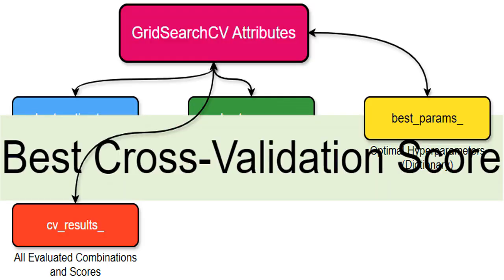This attribute tells you how well the winning model performed. It shows you the highest cross-validation score, like accuracy, that was achieved by the best model. It's the numerical representation of the champion's performance. This provides a quantitative measure of the model's performance.